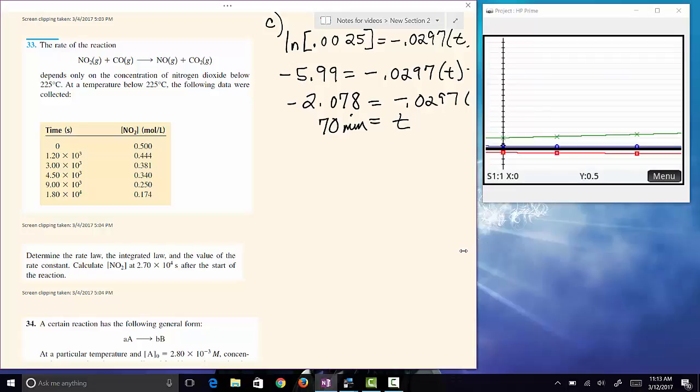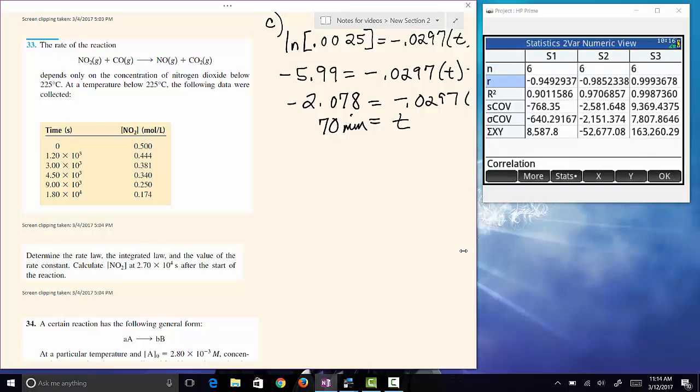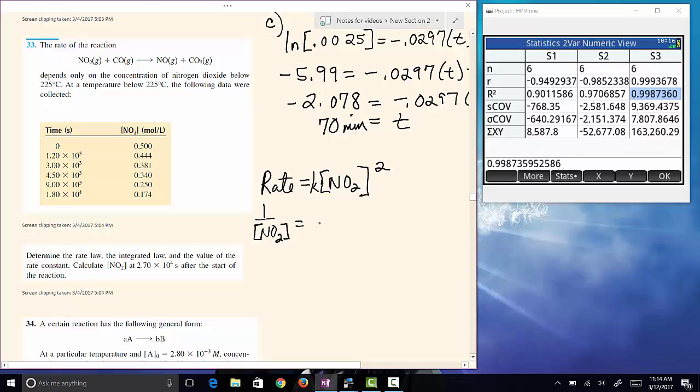So now I go to my plot. Okay, then back to number view, stats. So it's looking like this one is second order because S3 is my best fit. So it says determine the rate law. So my rate law, rate equals K, and then NO2 was the reactant, and it's second order. And the integrated rate law then is going to be 1 over NO2 is equal to KT plus 1 over NO2 naught.